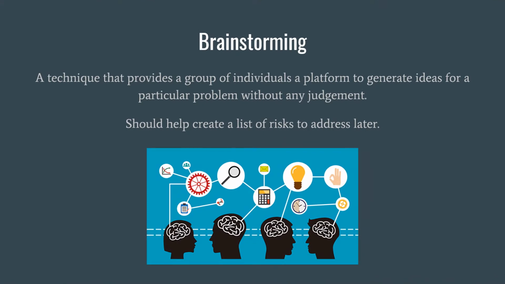There are a few techniques that are employed to identify risks within a project. The first technique is brainstorming. This is a technique that provides a group of individuals a platform to generate ideas for a particular problem without any judgment. This will help create a list of risks that will be addressed later.